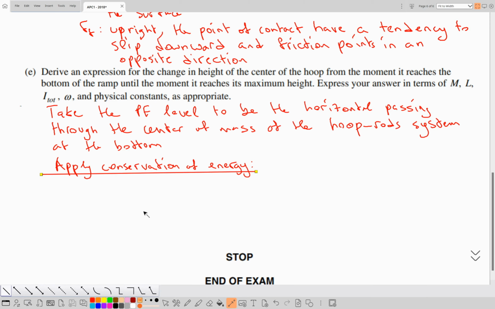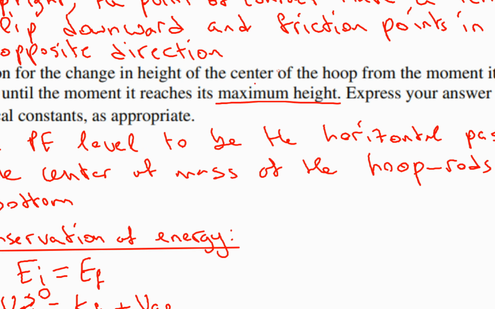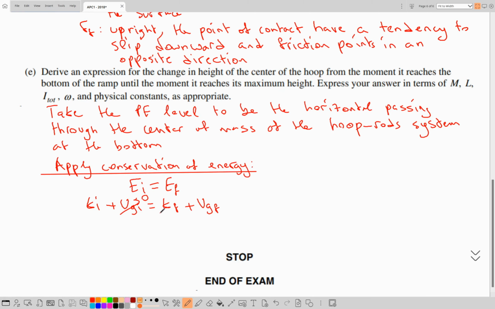Now in this case, what do we have? We have energy initial is equal to energy final, and energy is about being kinetic and gravitational potential energy. So that would be kinetic energy final plus gravitational potential energy final. Initially we are at the PE level, and because we're interested in determining the maximum height of the center of the hoop, then the final kinetic energy would be 0.